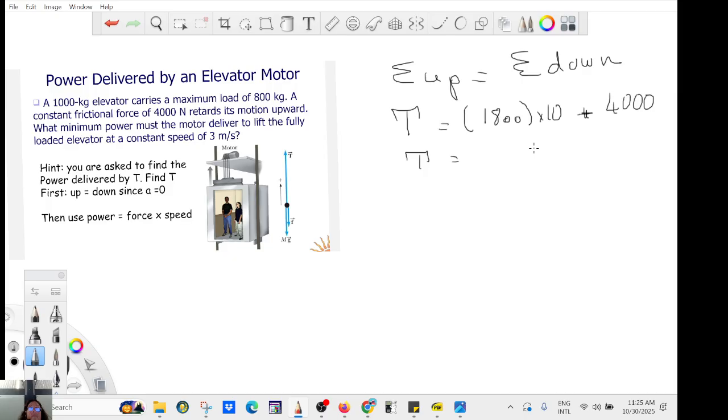4,000 against 8,000. It says that it retarded the motion. So this is retarding, but the load, the whole mass, is also retarding. So the weight is pulling down. So it's moving at a constant speed, but the acceleration is 0. So you have T up. You have the weight. And you have some friction from the rails.